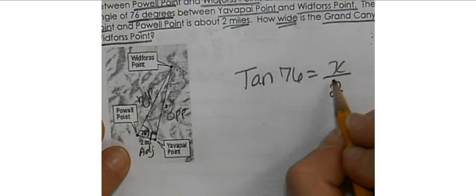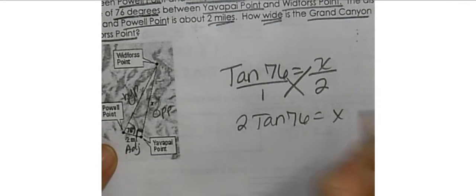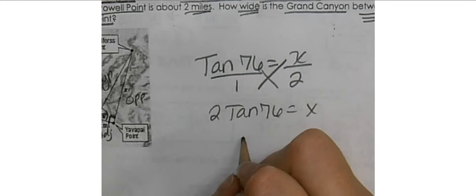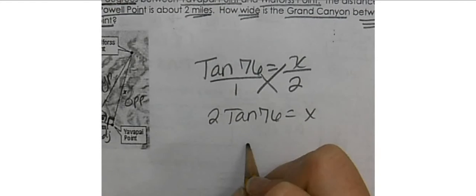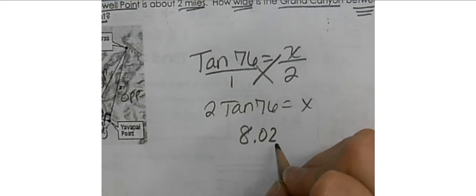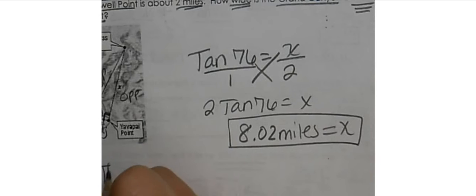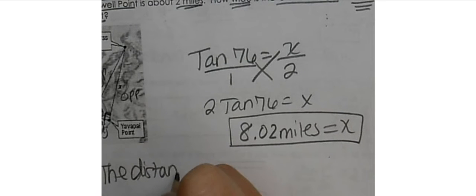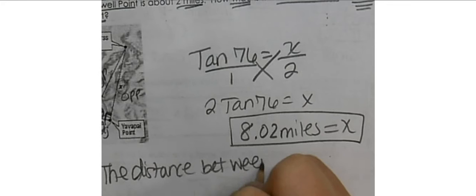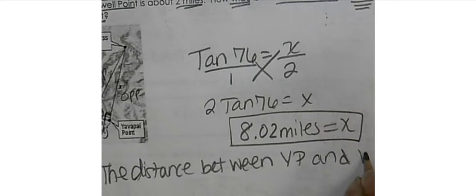So now I'm going to make tangent of 76 be over 1, and I'm going to use cross product. So I have 2 times the tangent of 76 is equal to x, and I'm simply going to put that into my calculator. And when I do that, I want to round all of my answers or distances to the nearest hundredth, and that's going to be 8.02, and our units in this case is miles, and that is equal to x. So the distance between Yavapai Point and Woodfork Point is 8.02 miles.